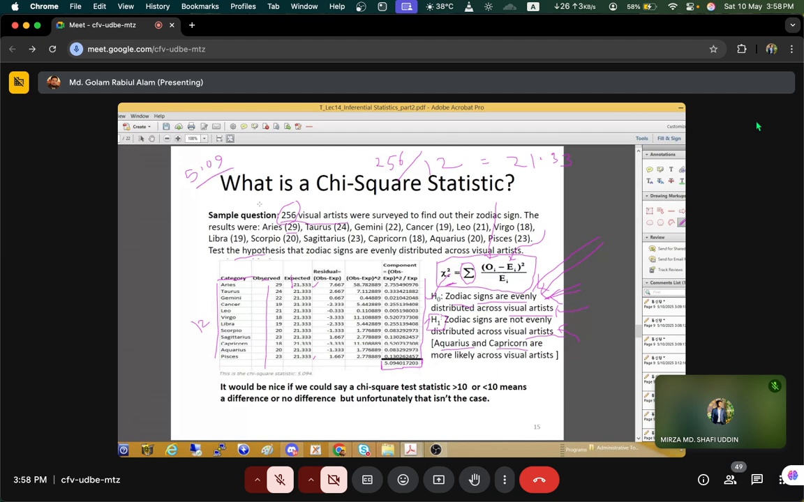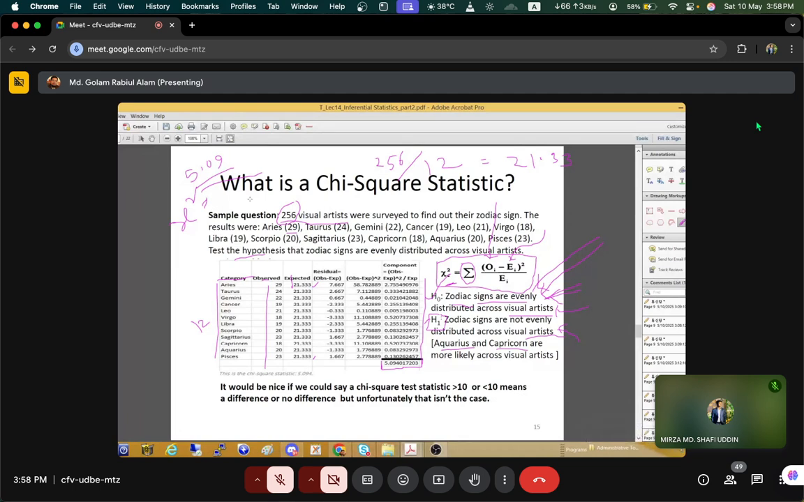5.09. This is the chi-square value. This is our chi-square statistic. That means from our data set we got the statistic, the chi-square statistic, which is 5.09. But now we have to check our chi-square critical value, or chi-square tabular value.